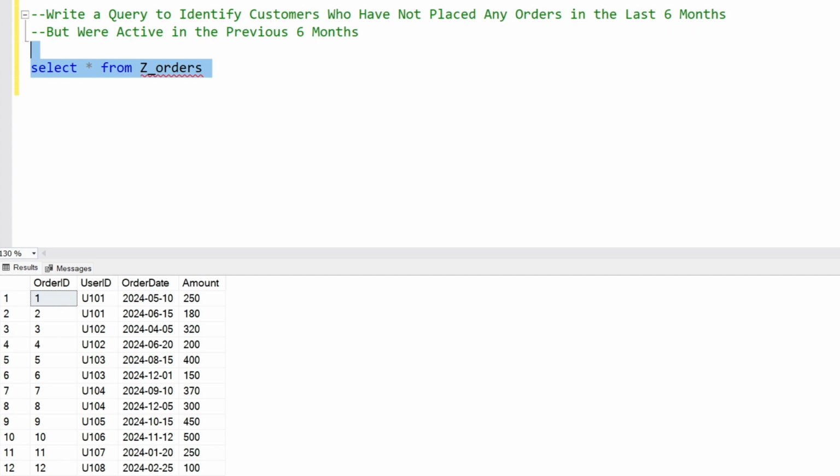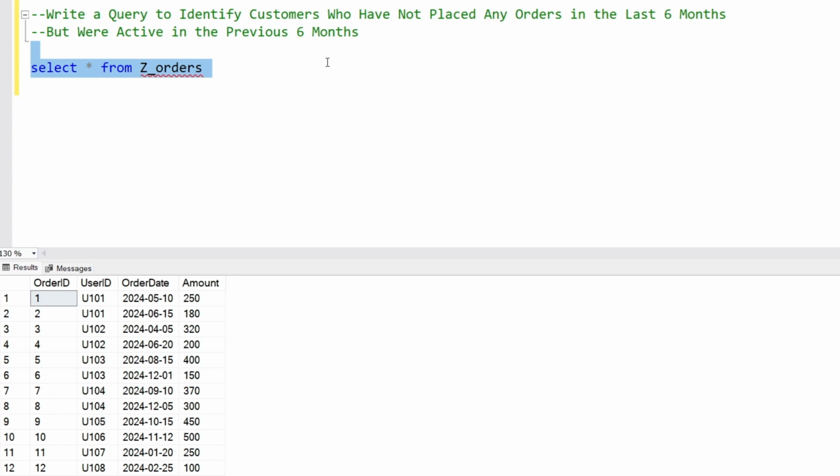For example, from today till the last 6 months, we have to check who are the customers who have not placed any order, but they were active in the previous 6 months. Before the 6 months, in the first 6 months, they placed orders, so they were active. So we have to check for the whole year. In the first 6 months they were active, but in the last 6 months they have not placed any order. We have to find those customers.